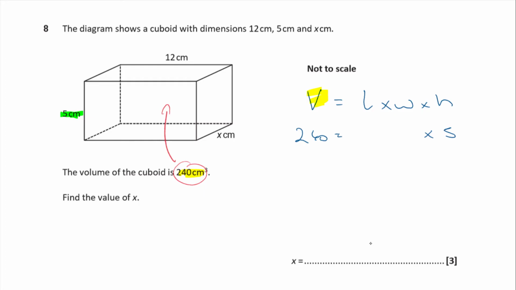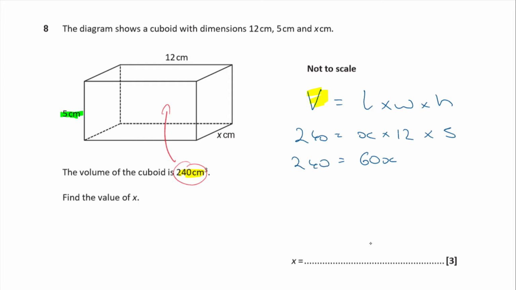We know the length and the width. The length is 12 and the width, well, the width is the thing we're trying to find. That's the x, isn't it? So I've got x times 12 times 5, and that's equal to 240. Well, 12 times 5, that's 60, isn't it? So I've got 60x on the right-hand side and 240 on the left.